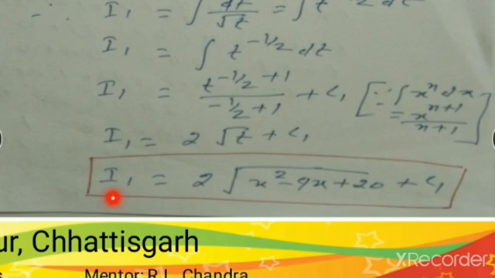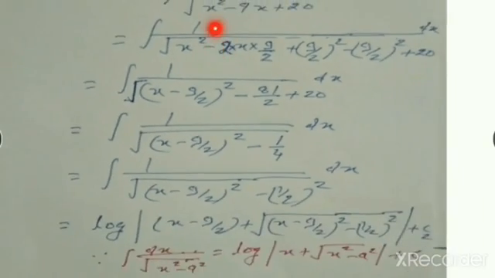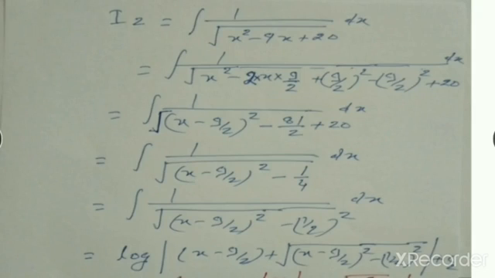Substitute the value of t. I1 is equal to 2 square root x square minus 9x plus 20 plus c1. This is the integration of the I1 part. Now see the second term. I2 is equal to integration 1 upon root x square minus 9x plus 20.